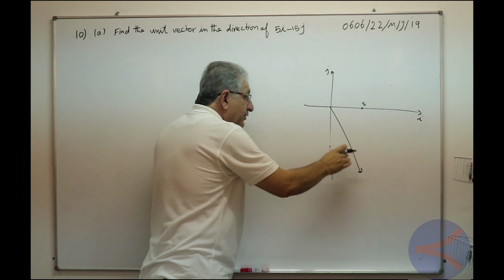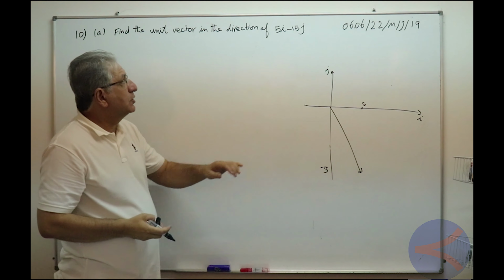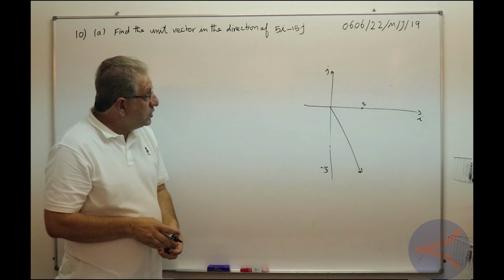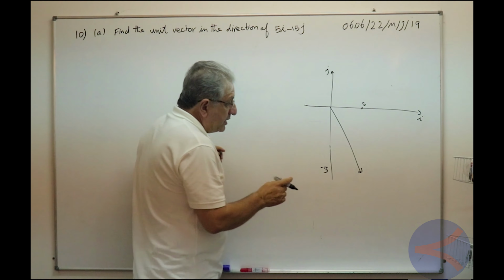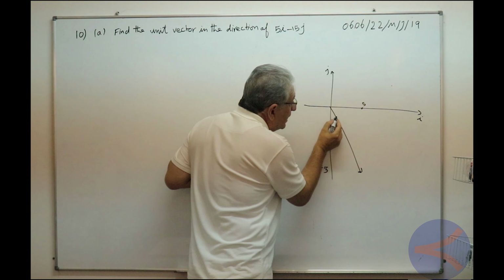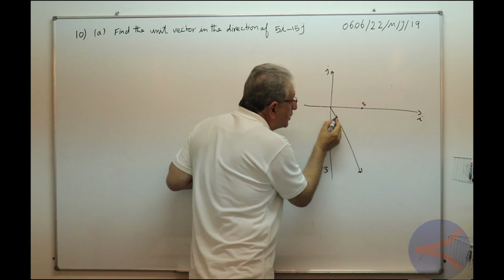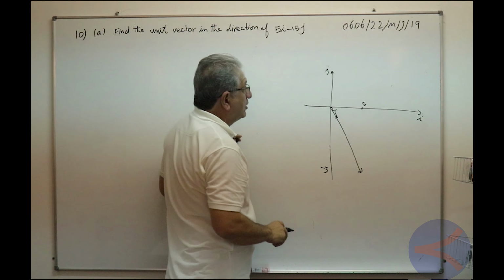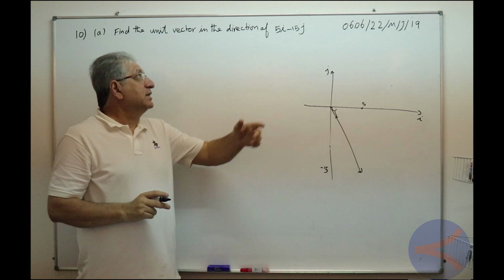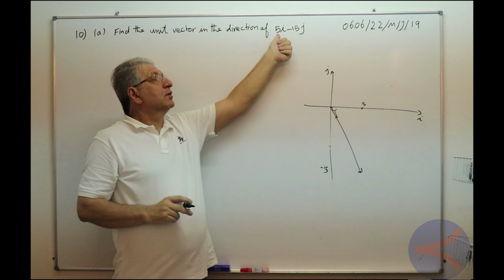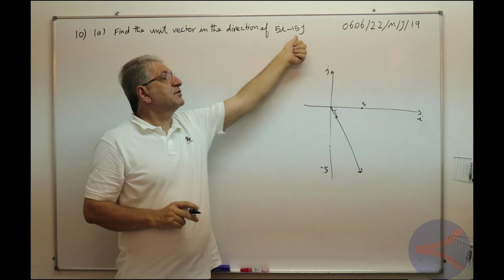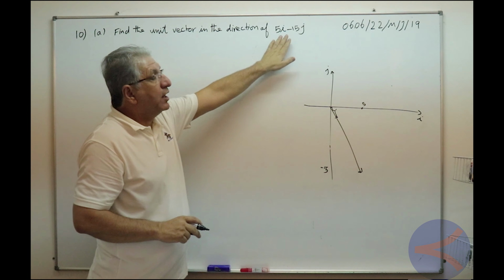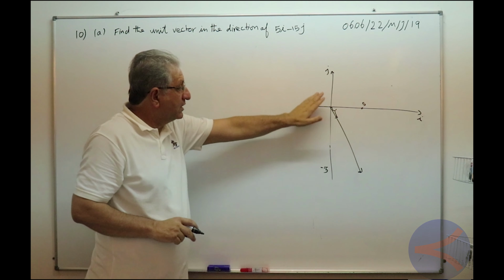Now, the length of this vector, we can find using Pythagoras' theorem. A unit vector in this direction means a vector whose length is 1 unit. If this is 1 unit, but the direction is the same, we call it the unit vector in the direction of 5i minus 15j. To find that unit vector, first we are going to find the length of this vector.